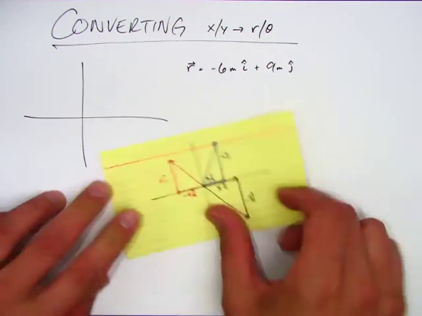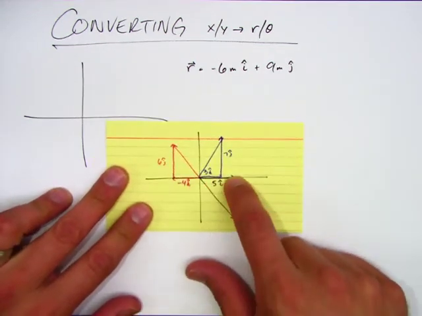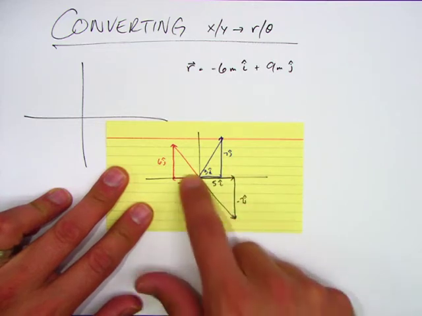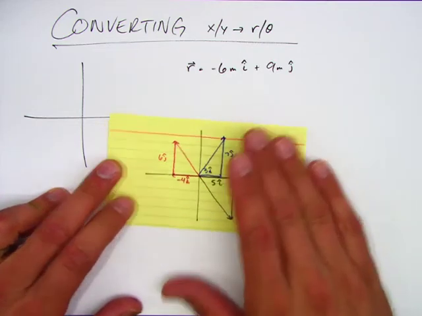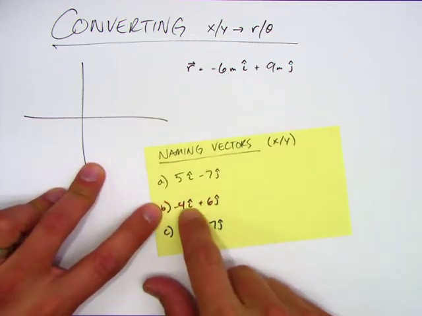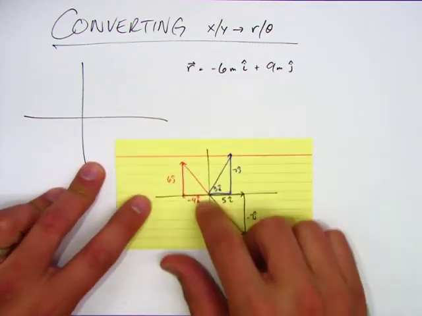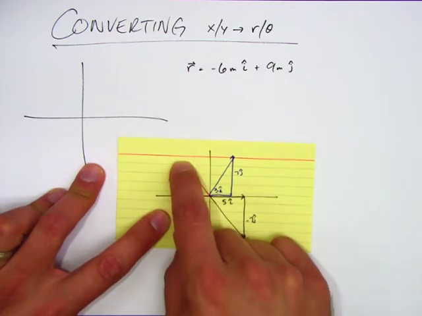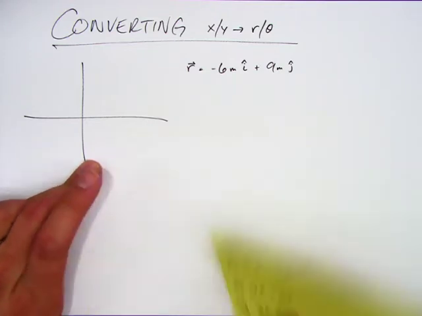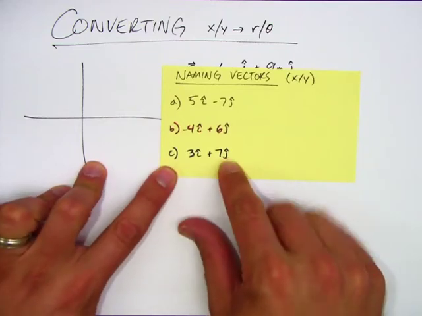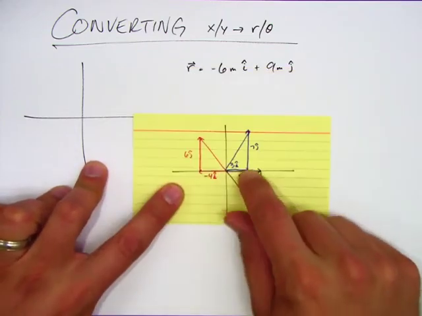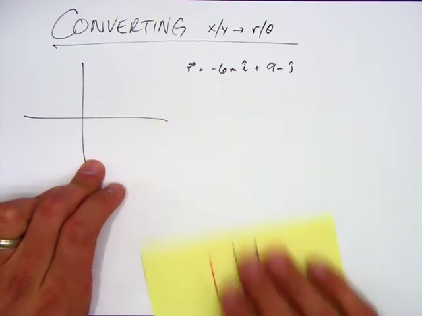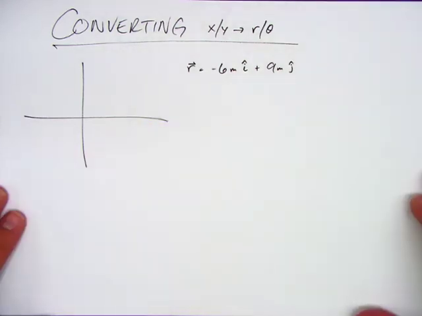Okay, so the black one, 5i minus 7j, so positive 5 in the x direction, minus 7j in the y, and that's my resultant, r. Then minus 4i plus 6j, so minus 4i, so I'm in the negative x direction, plus 6j in the positive y direction. Then 3i plus 7j, so positive 3i in the x direction, plus 7j in the y. And that's what I get. So that's how we name the vector components using vector notation.